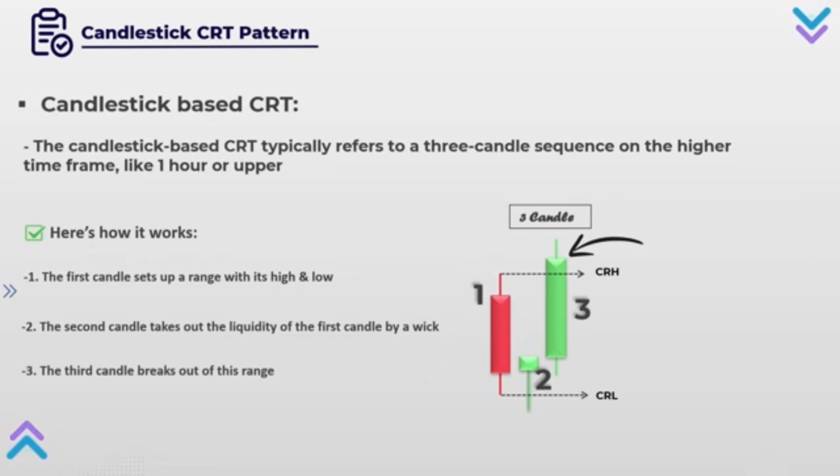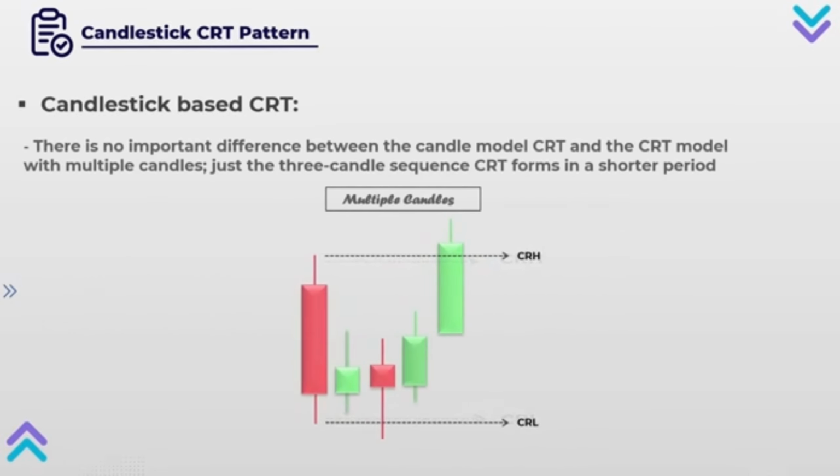Keep in mind, though, that the CRT model doesn't always have to be a three-candle sequence. It can also form with a series of more than three candles. The key difference is that a three-candle sequence typically happens over a shorter period, but the principle remains the same whether it's three candles or more.